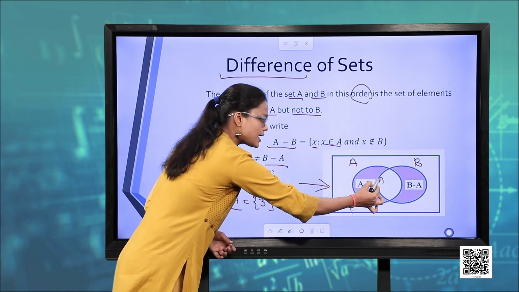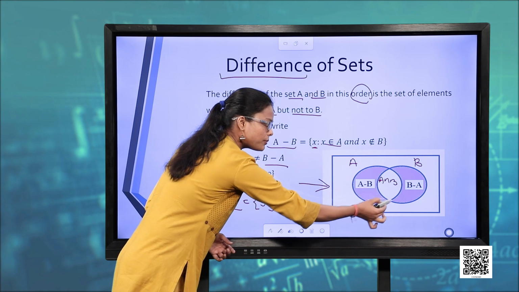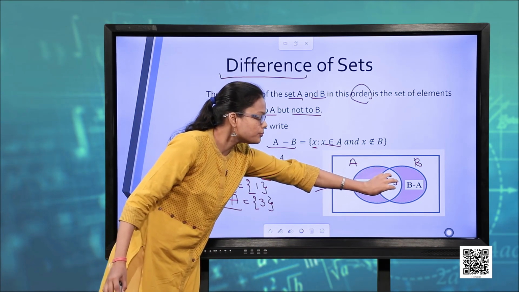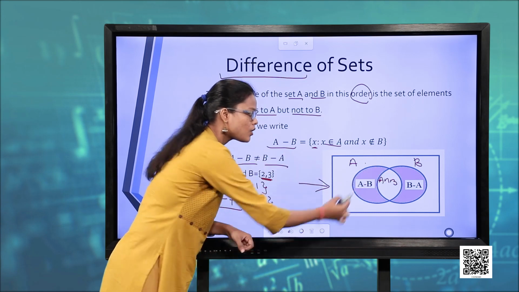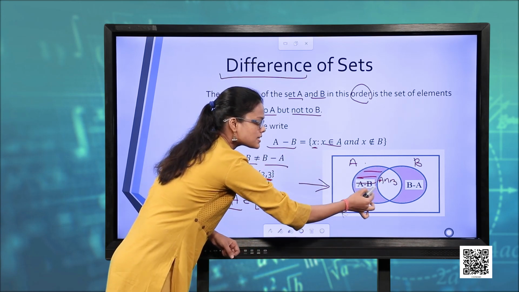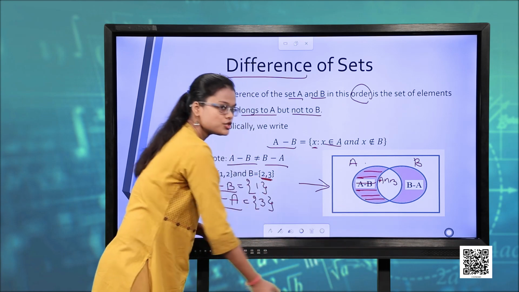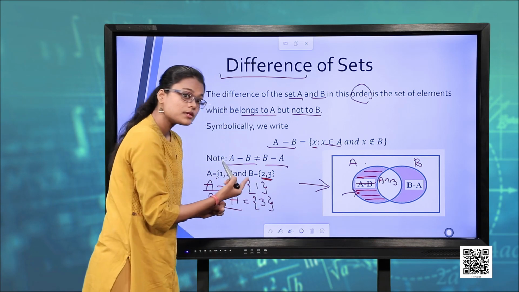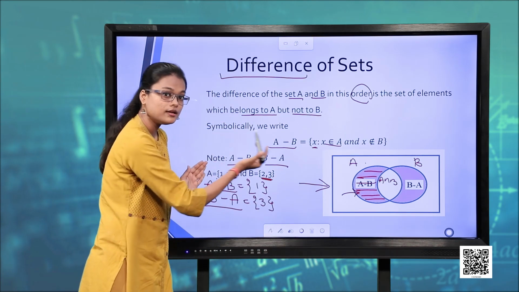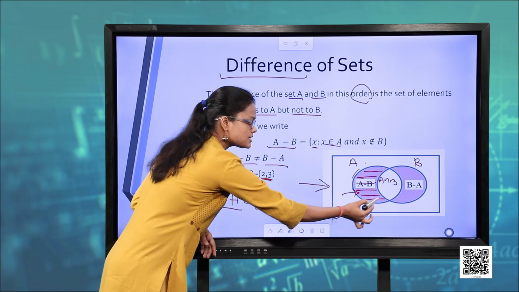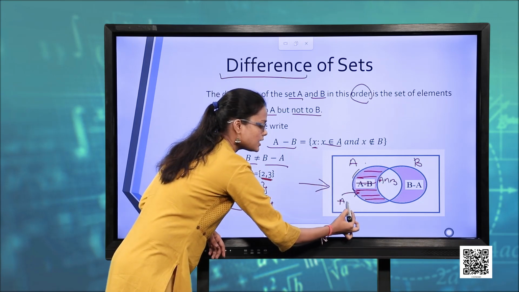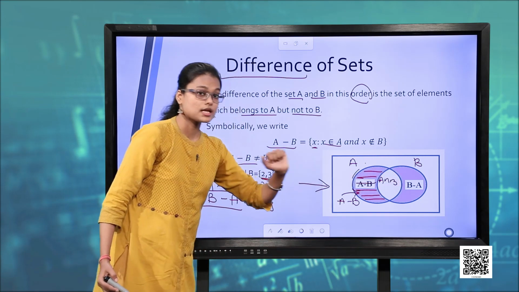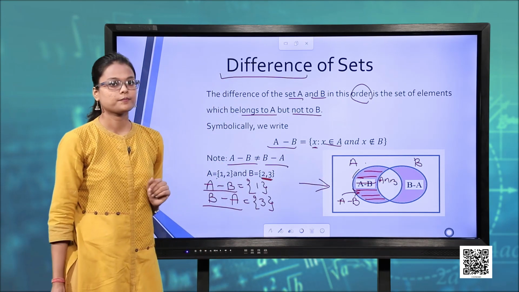This part was A intersection B, the common part. You may see, if I remove the common part from the set A, what will be there? What is left? This portion, and this portion is representing all those elements which are in A but not in B. So yes, this portion is representing A minus B, and the other similarly representing B minus A.